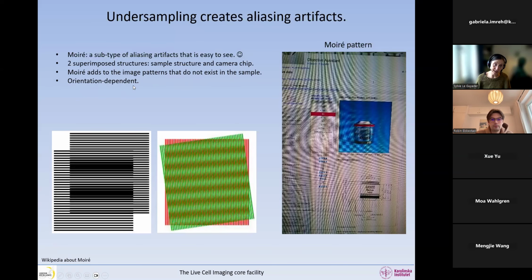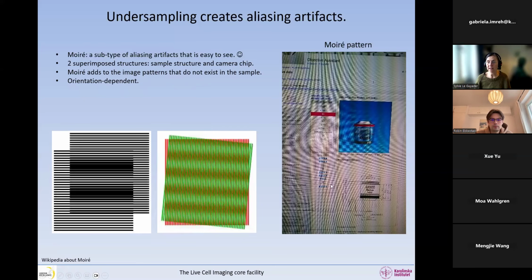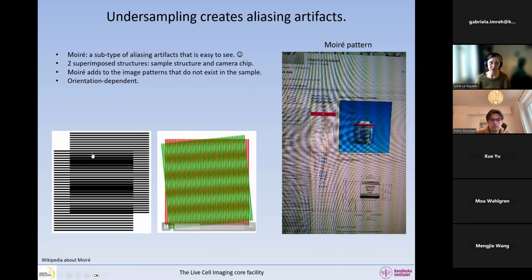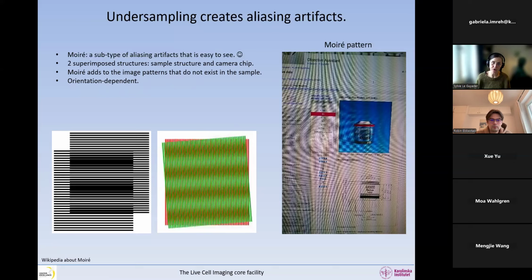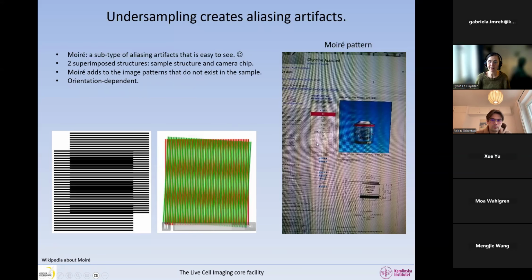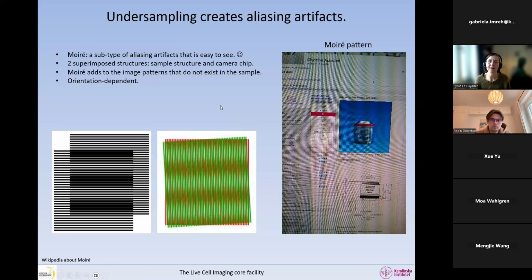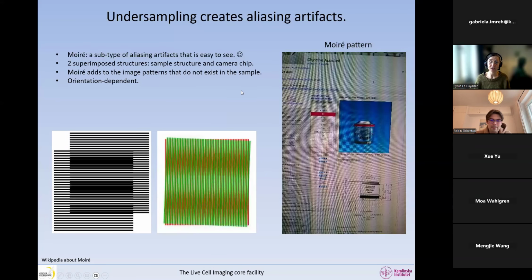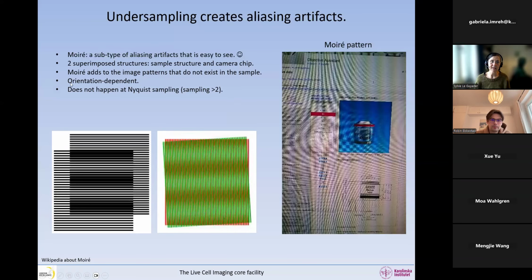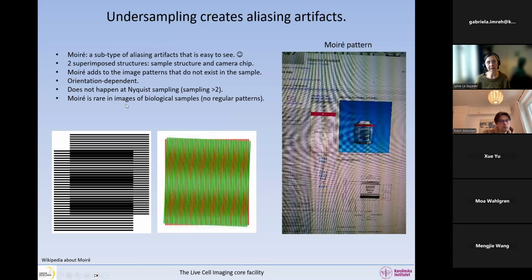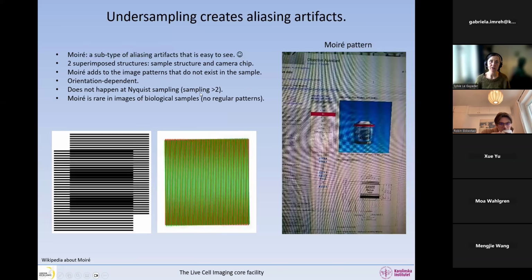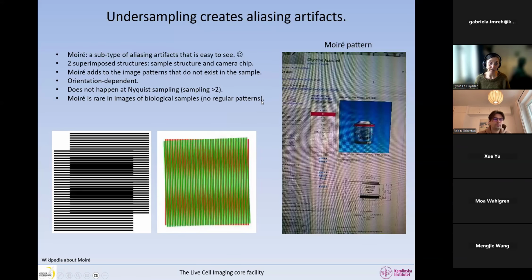And this is orientation dependent. This is the reason in here we have all these wavy lines instead of having straight, thick lines like this. It's because it depends on the relative orientation of the two structures. So if one structure is not completely flat, like a screen is a bit not completely flat, then you can see that it changes with the orientation. This does not happen if we image at Nyquist sampling, so when the sampling is more than 2. Moire is very rare in images of biological samples because we have no regular patterns in our samples, and that's the reason why we do not get moire.